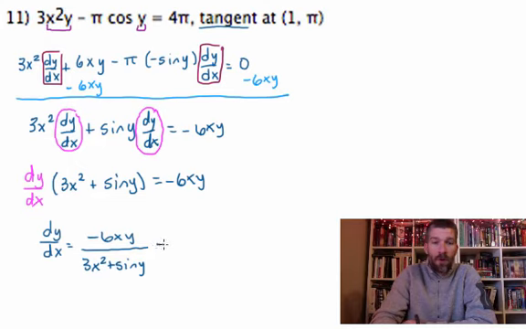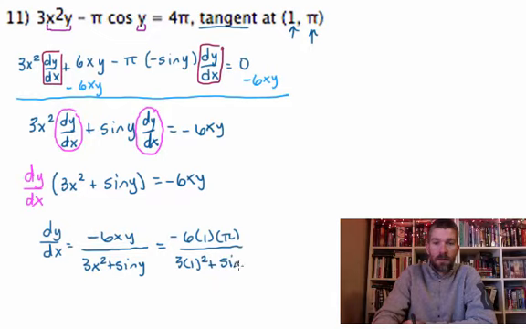And how do I do that? Well, I substitute in my x coordinate for x, and my y coordinate for y. So I'm going to get negative 6 times 1 times pi over 3 times 1 squared plus sine of pi. And when you simplify this down, you end up on the top with negative 6 pi, and on the bottom, sine of pi is 0, so that's just going to be a 3. So the slope on this particular problem is negative 2 pi.